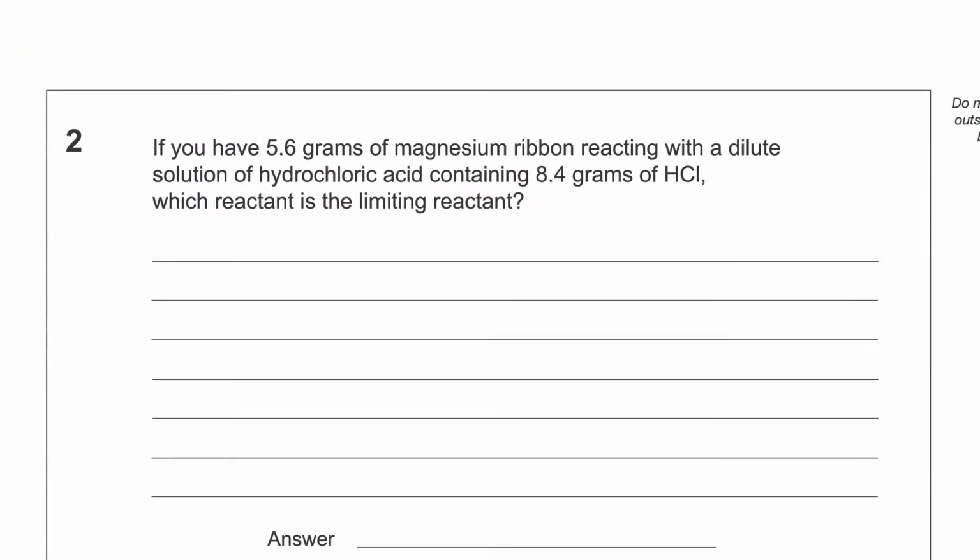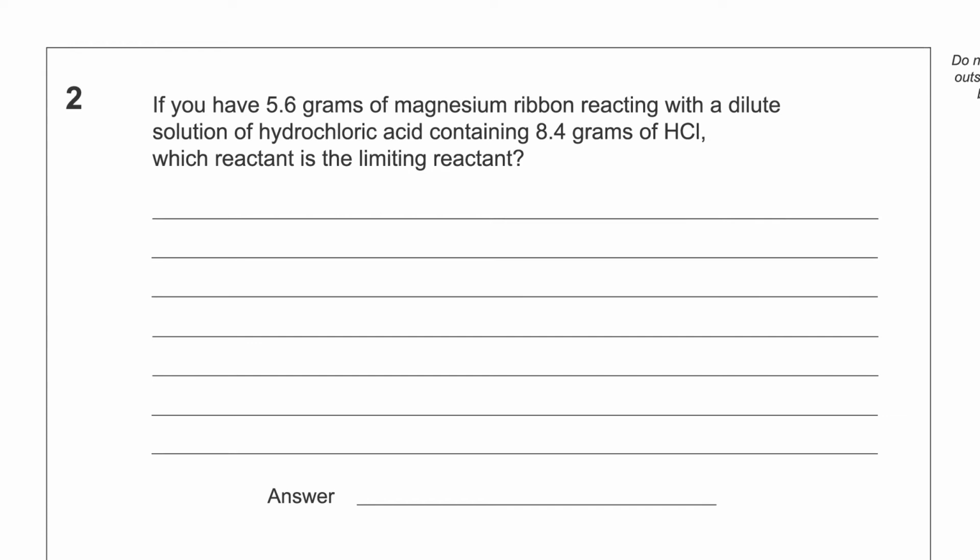So if you have 5.6 grams of magnesium ribbon reacting with a dilute solution of hydrochloric acid containing 8.4 grams of HCl, which reactant is the limiting reactant? First, we need a balanced equation for the reaction in question. This would be Mg plus 2HCl goes to form MgCl2 plus H2. From this, we can identify that we need 1 mole of magnesium for every 2 moles of hydrochloric acid.